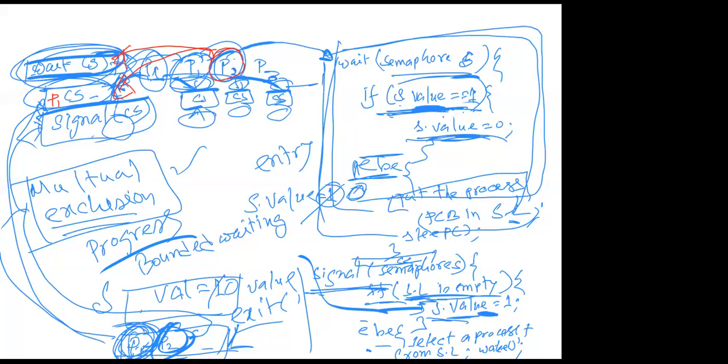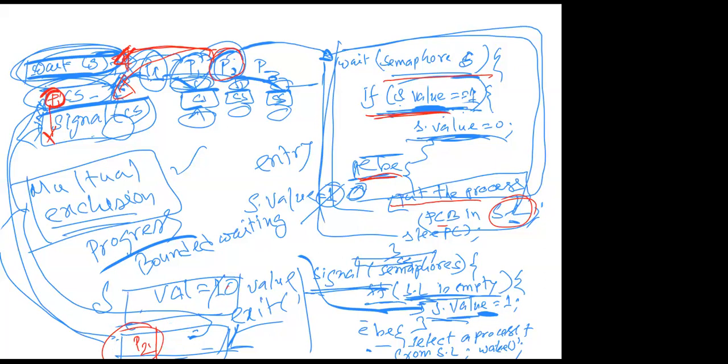Now process P2 shows interest in entering this critical section. What will it find here? It will find the value is 0, currently 0. Then it will execute the else code and put the process in the list. So process P2 will be waiting inside this queue list, and it will be in sleep mode. Next, let's say process P1 completes its execution, and it will call the signal function.